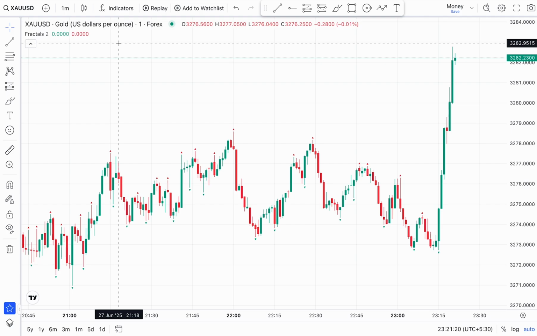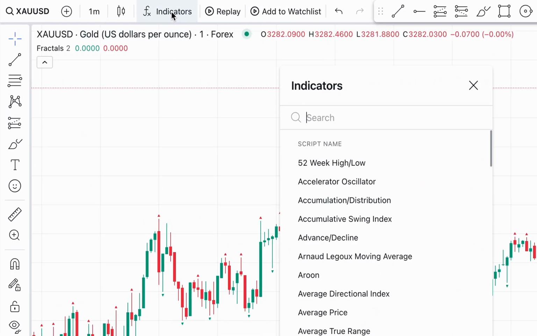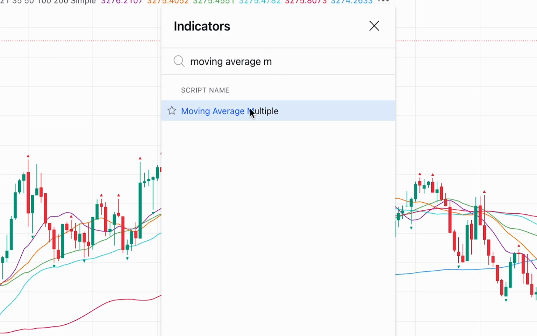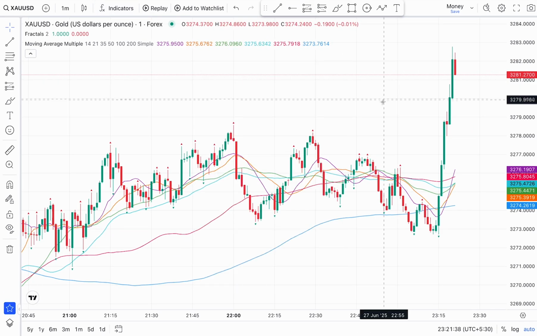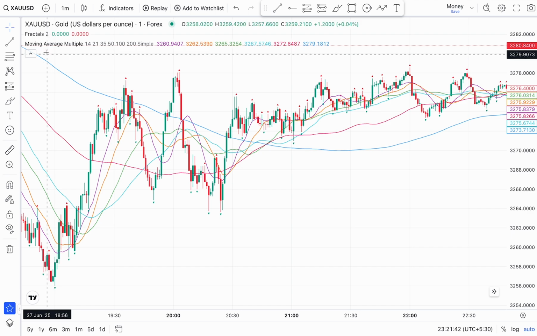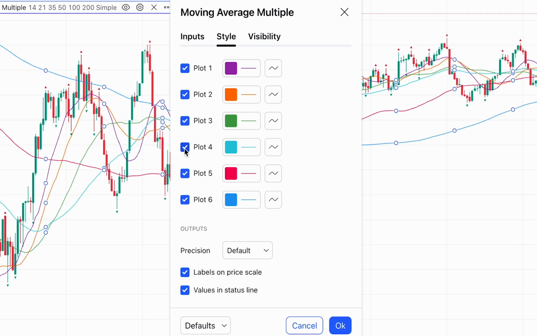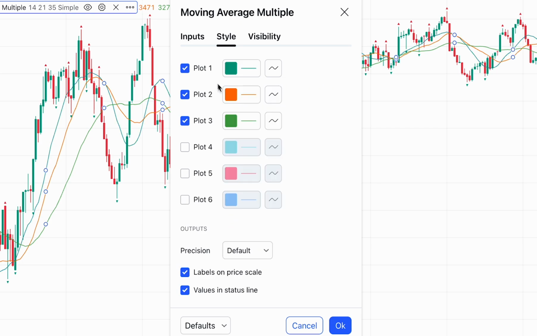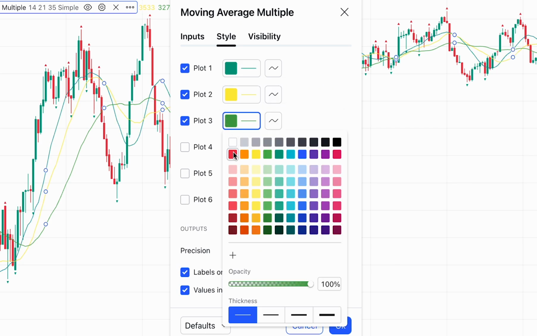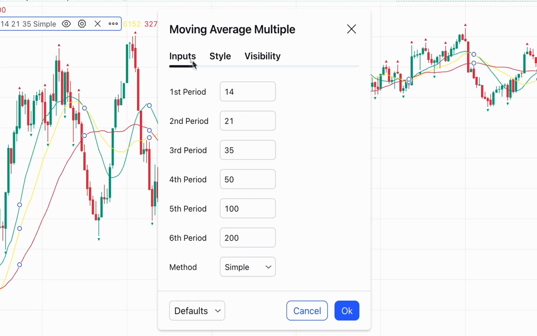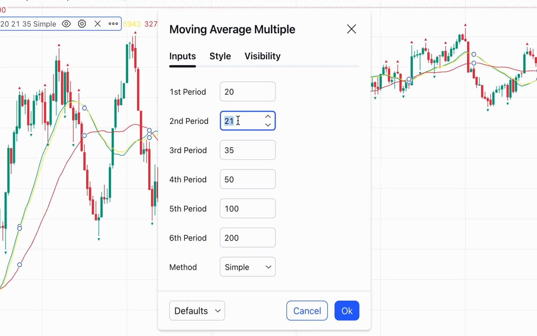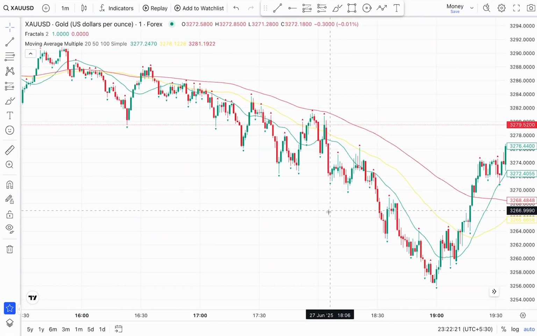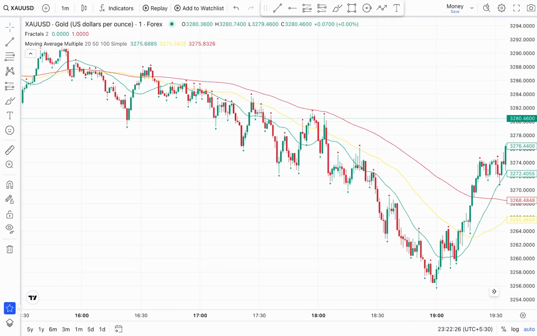So next we are going to add some moving averages. Simply go to the indicators tab again and type moving averages and select the Moving Average Multiple. Once you add the indicator, we are going to change the settings a bit. Go to the settings, click the style and close all 4, 5 and 6 plots. And for plot 1, plot 2 and plot 3, I am going to change the color to green, yellow and red. Once you have done this, click on inputs and change the first period to 20, second to 50 and third to 100.